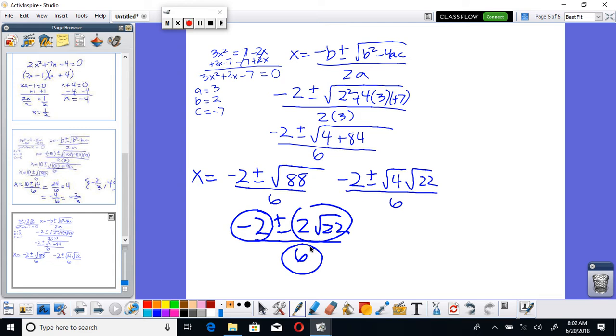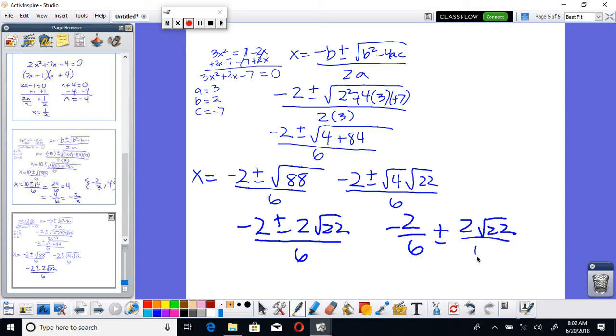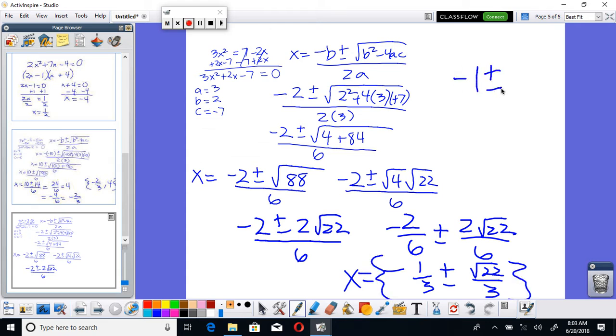It's like this. For those of you that don't see it, I'll write it separately. Negative 2 over 6 plus or minus 2 radical 22 over 6. Each fraction can still be simplified. Negative 1/3 plus or minus radical 22 over 3. This is your solution right here. If you'd rather write it as one fraction, negative 1 plus or minus radical 22 all over 3. Is that okay?